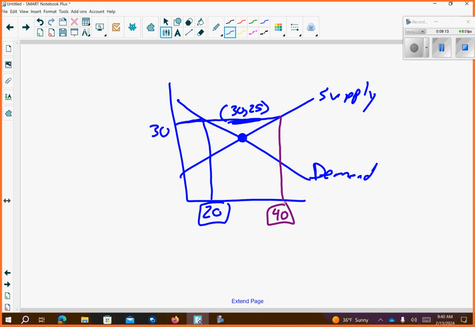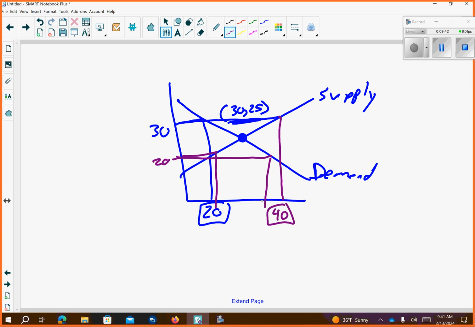Was number 5. Let's see. It said... I don't have an answer. Oh, it's a surplus because it's above it. The other one, if it was at 20, if we were down here at the 20 and we came over here down and here down, that is a shortfall because it's below our equilibrium point. So that's basically how you run through those.